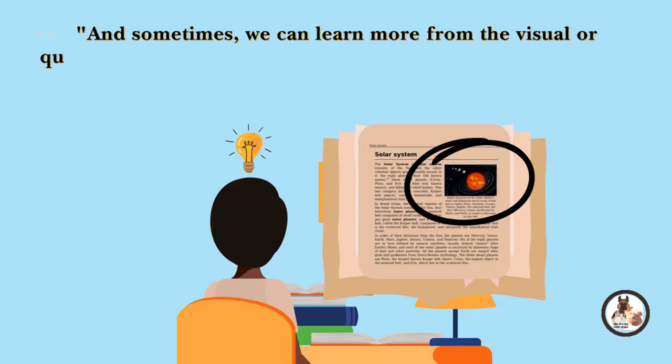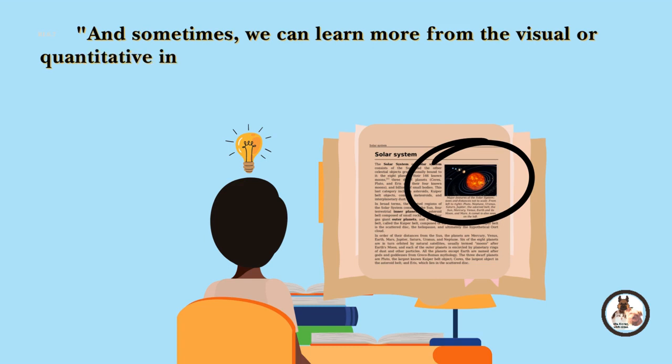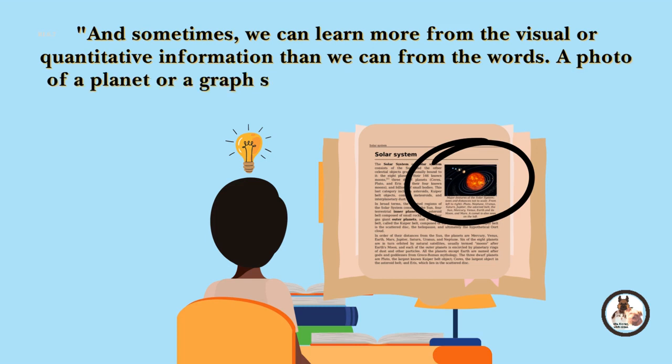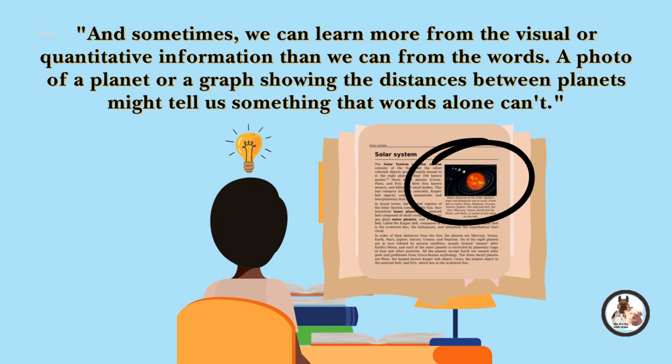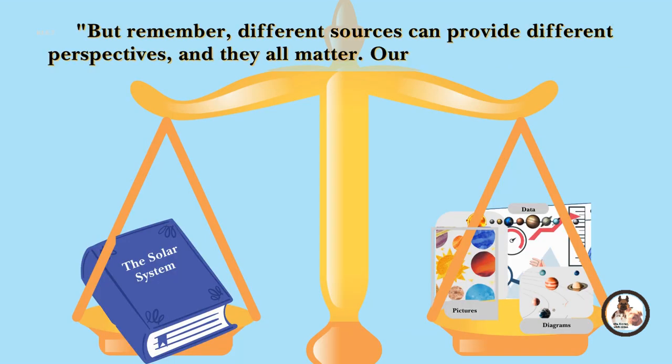And sometimes we can learn more from the visual or quantitative information than we can from the words. A photo of a planet or a graph showing the distances between planets might tell us something that words alone can't. But remember, different sources can provide different perspectives, and they all matter. Our task is to make sense of it all.